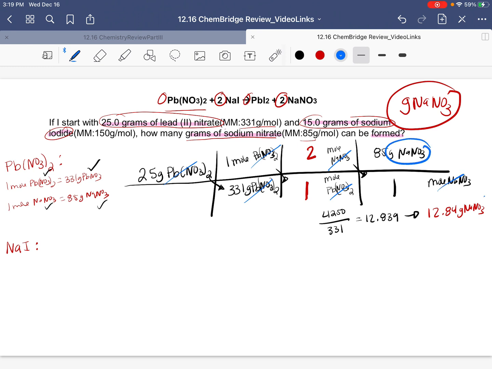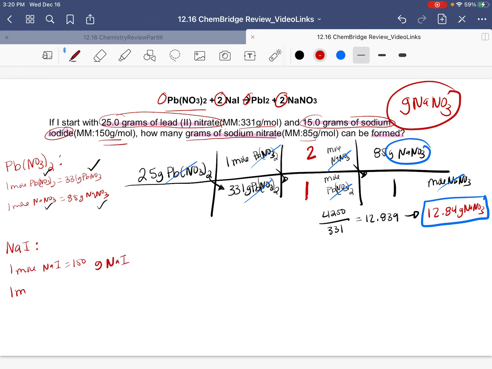So that tells me it's set up. So I can produce 12.84 grams with that, but I don't know how much I can produce from sodium iodide. So I'm going to use a very similar process. Again, I like to have my conversion factors ready. So 1 mole of sodium iodide will give me 150 grams, because they give me the molar mass there of sodium iodide.